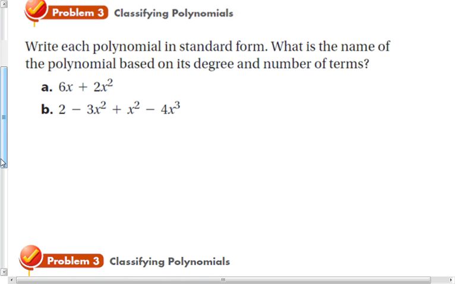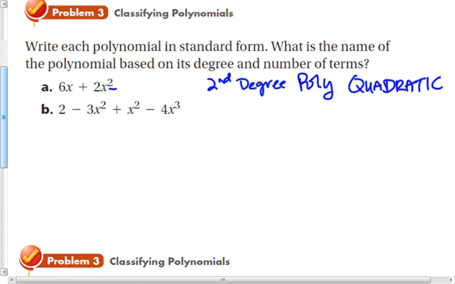First thing you want to do is look for the highest power. Since the highest power is 2, this is a second degree polynomial. And the second degree polynomial has a name, and that's quadratic. So this is a quadratic polynomial. And since there's 2 terms, it's actually a quadratic binomial. So it has two terms.